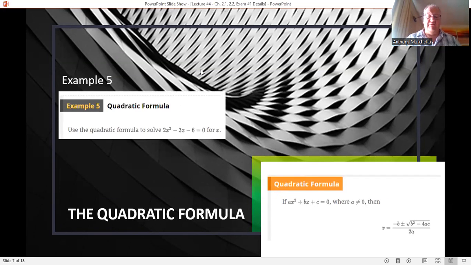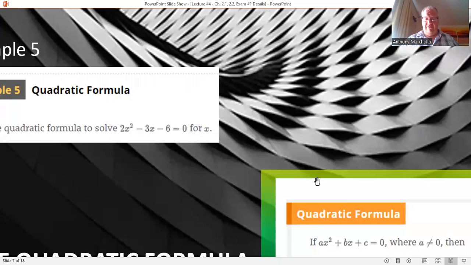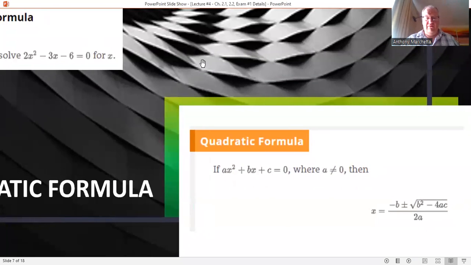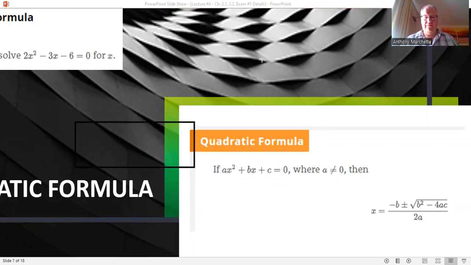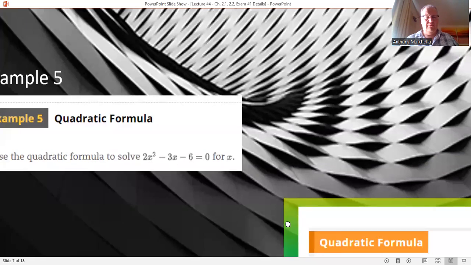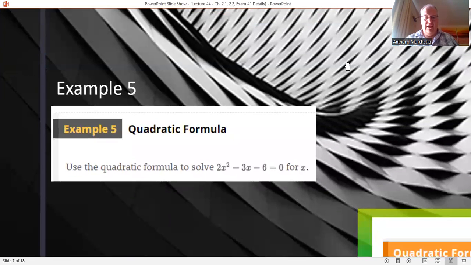Recall that it follows the concept of if you can think about the coefficient of this being A, then the coefficient of this next one is B, and then this is C, then you can put them all into this formula. So in this situation, here we would say A equals 2, B equals -3, and C equals -6, and work through the question to get our solution. And then we would use our formula and get our solution.